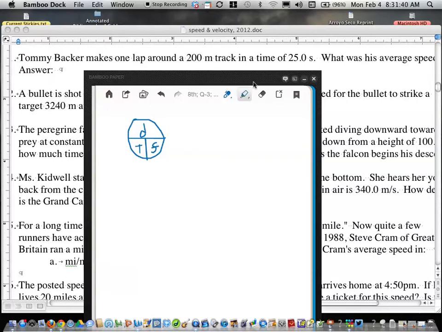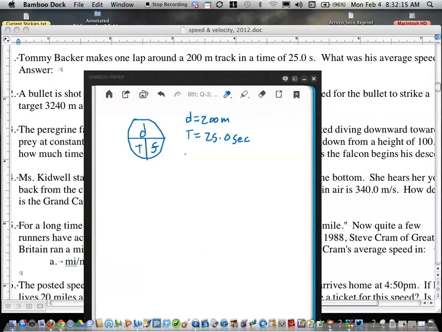Okay, we know that D equals 200 meters. We also know that T equals 25.0 seconds. Who can tell me what decimal point accuracy this problem can go to? Dante. The ones. Good. It can only be in the ones place. It can't be in the tenths place.